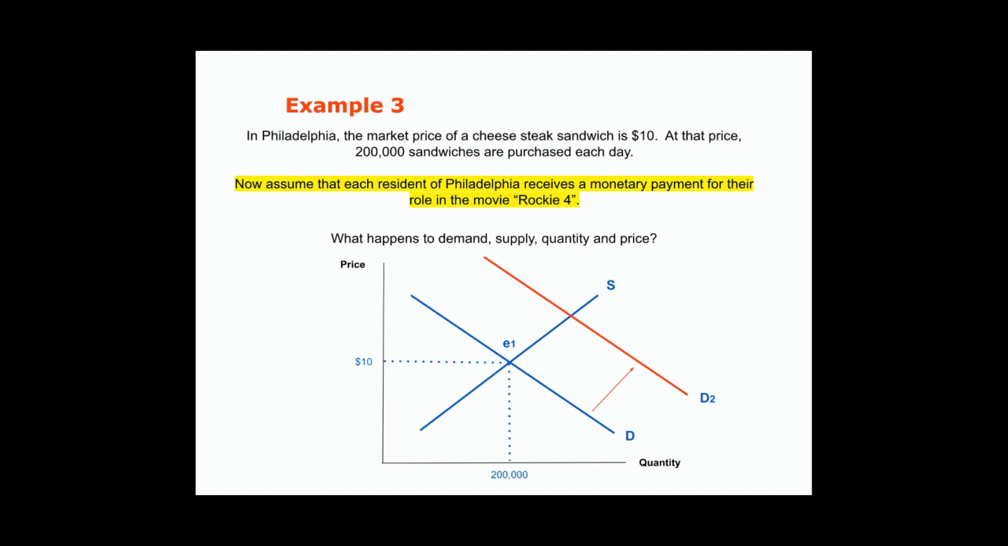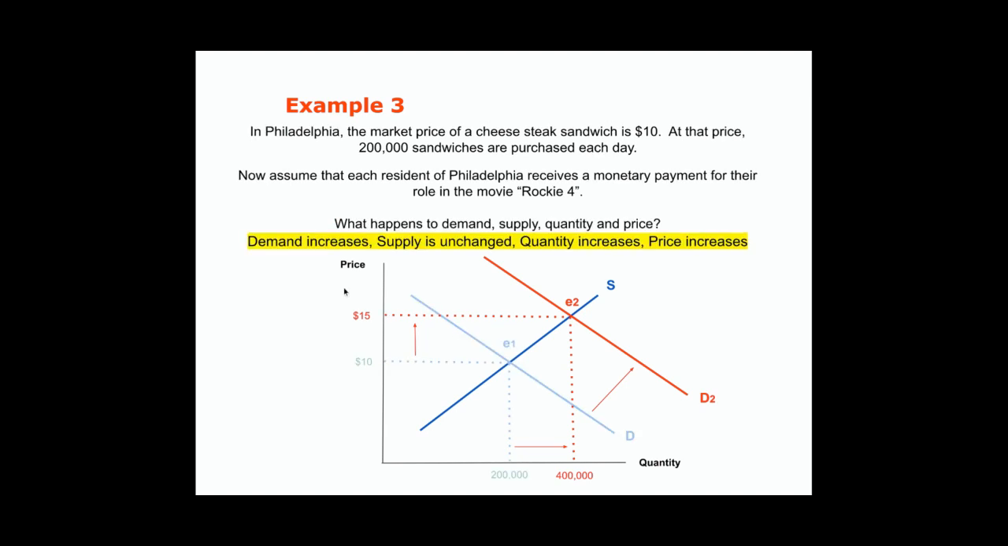The demand, in this case, a royalty payment is an increase in income. We know that when income increases, that demand increases. It's one of the 6 factors that affects demand. An increase in income results in more people demanding more of everything. So the demand curve shifts out from D to D2. The new equilibrium point where the new demand curve intersects the existing supply curve represents a higher quantity and a higher price. So demand increases, supply is unchanged, quantity increases, and price increases.